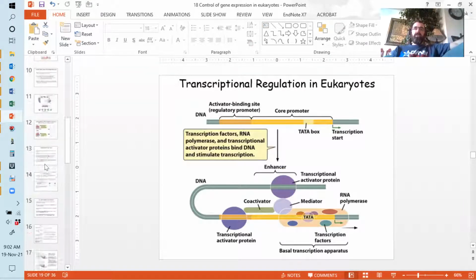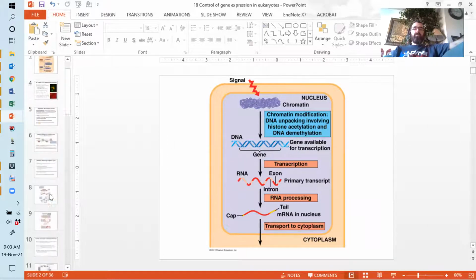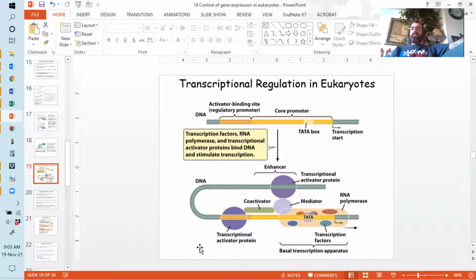Okay, so next, let's go back up to here. We talked about chromatin modifications. Now we need to talk about control of transcription, right? So the modification of chromatin simply makes genes available for transcription. Doesn't mean that they're going to be transcribed. Now we get into what's needed for transcription, right? And remember, transcription or gene expression in eukaryotes is typically off by default, right? So you need things to turn it on. And those things are typically transcriptional activator proteins.